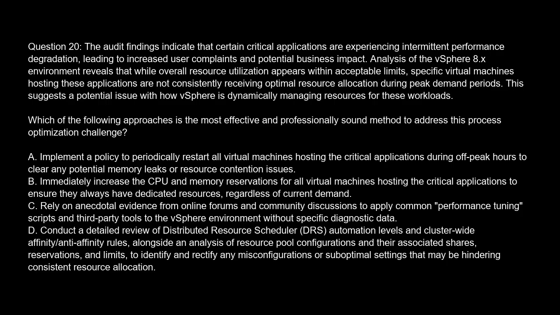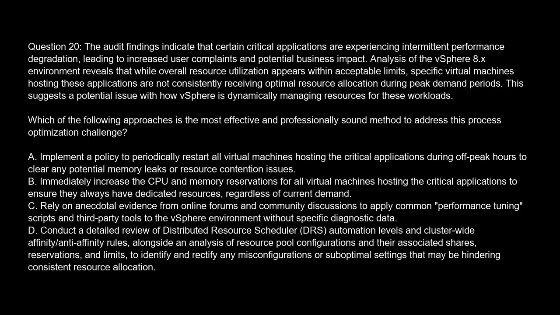Option A. Implement a policy to periodically restart all virtual machines hosting the critical applications during off-peak hours to clear any potential memory leaks or resource contention issues. Option B. Immediately increase the CPU and memory reservations for all virtual machines hosting the critical applications to ensure they always have dedicated resources, regardless of current demand. Option C. Rely on anecdotal evidence from online forums and community discussions to apply common performance tuning scripts and third-party tools to the vSphere environment without specific diagnostic data.